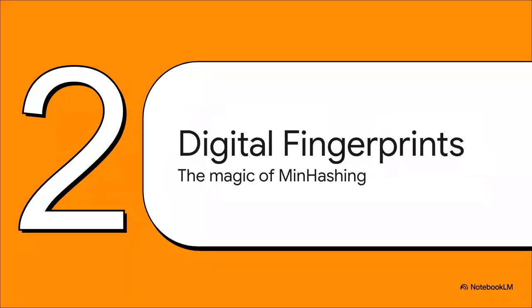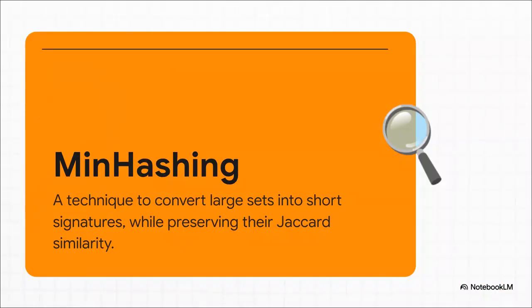All right, let's dive into that first step, creating these digital fingerprints. Before we can even do that, we have to break each document down into a bunch of unique, overlapping chunks of words. It's a process called shingling. But once we have that, the real magic that creates the fingerprint is a technique called MinHashing. So the core idea of MinHashing is to take that huge, messy collection of text chunks from a document and boil it down into a short, clean signature of a fixed size, like maybe just 100 numbers long.